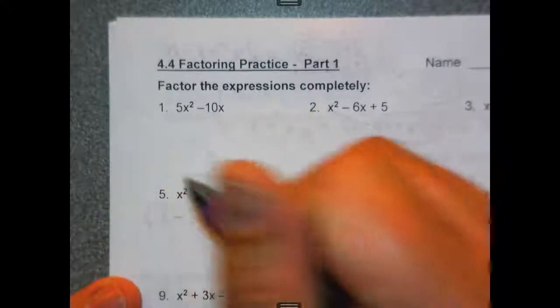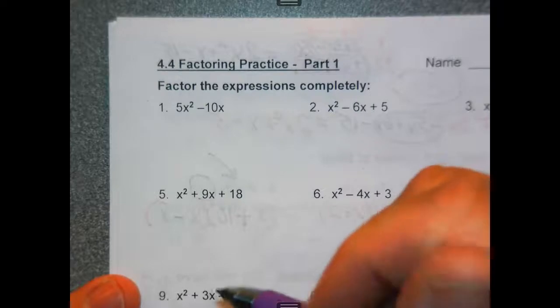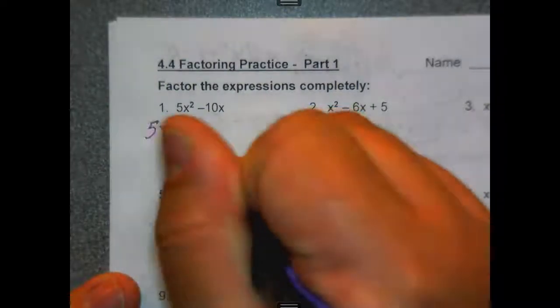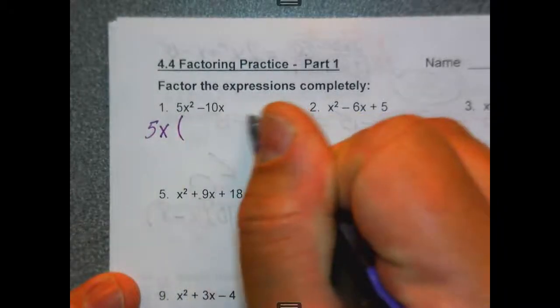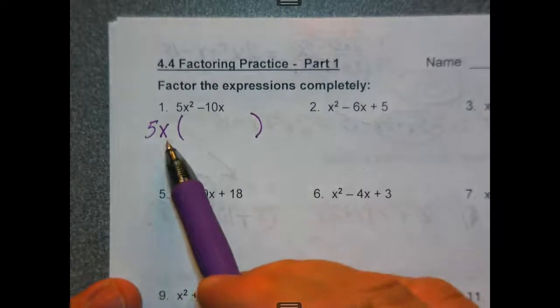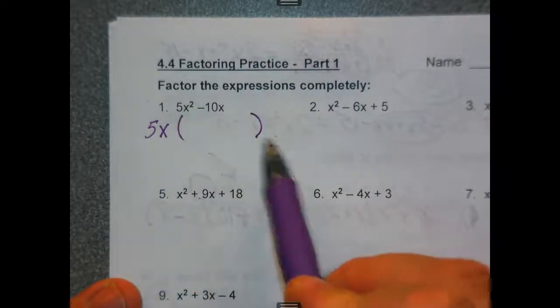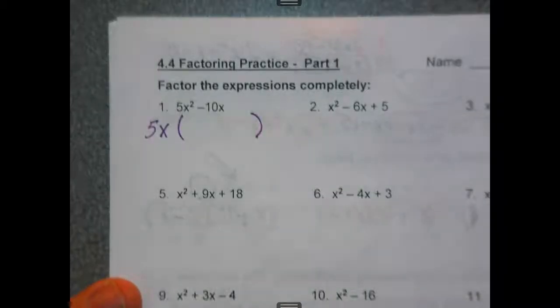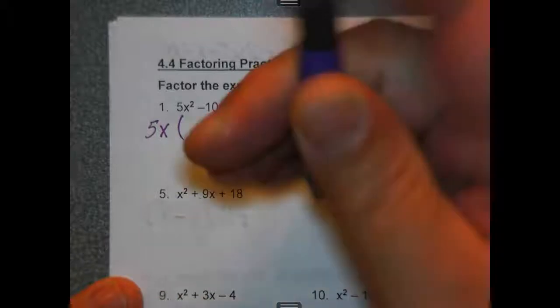Okay, so what could I take out of both factors at the same time? 5x. Fantastic. Somebody did their homework. Okay, using the distributive property, we multiply. So here we're dividing. So what's 5x squared divided by 5x? X. Okay.